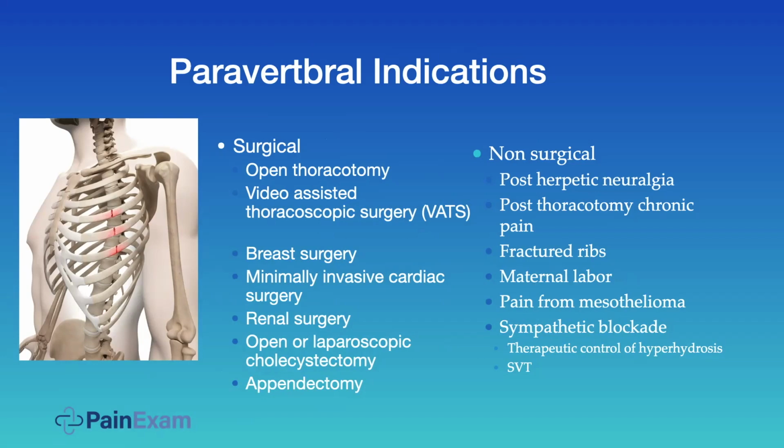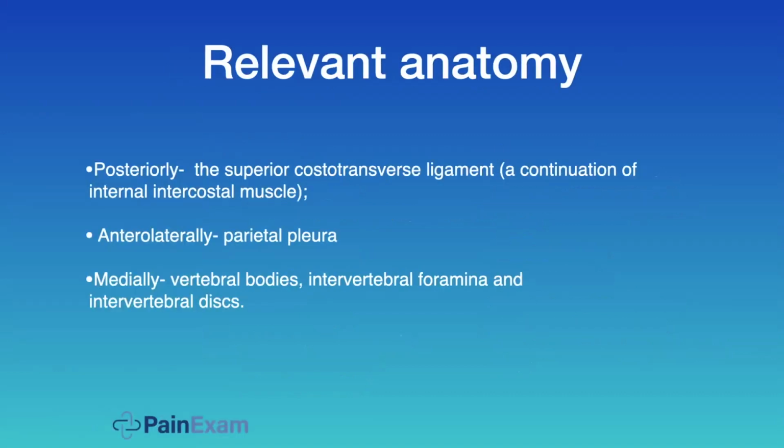This paravertebral nerve block is used for open thoracotomies, VATS, breast surgery, minimally invasive cardiac surgery, renal surgery, open or laparoscopic cholecystectomy, appendectomy. There's also non-surgical indications: postherpetic neuralgia, post-thoracotomy pain, fractures of the ribs, labor pain. People are using it for pain from mesothelioma. I've never done this for labor pain or mesothelioma pain, or even for hyperhidrosis. These are just indications I found in the literature.